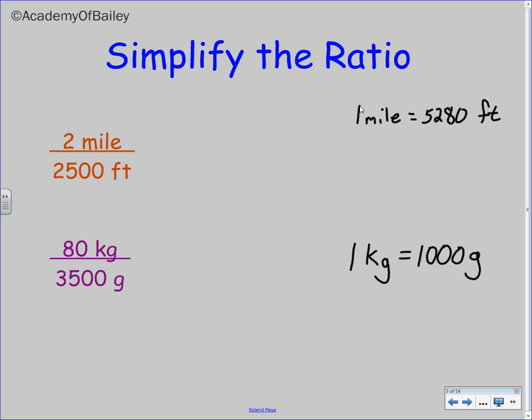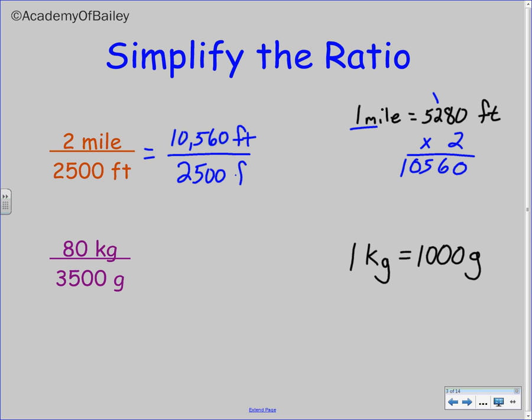So if 1 mile is equal to 5,280 feet, I have to multiply 1 mile by 2 to get 2 miles, so let's go ahead and multiply this by 2. There we go. 2 miles is equal to 10,560 feet. And we have this over top of 2,500 feet.